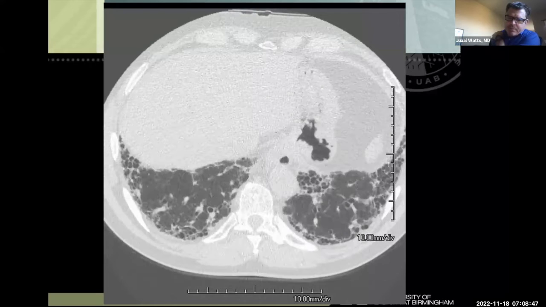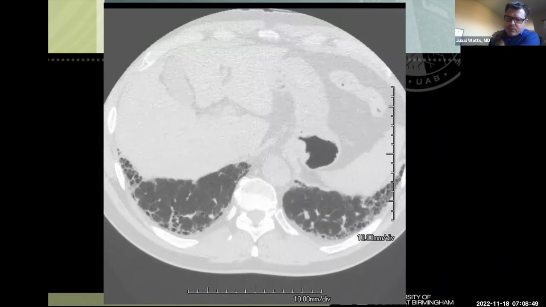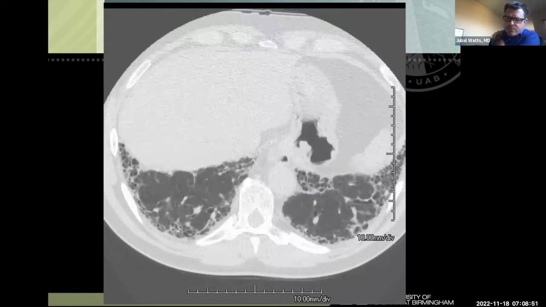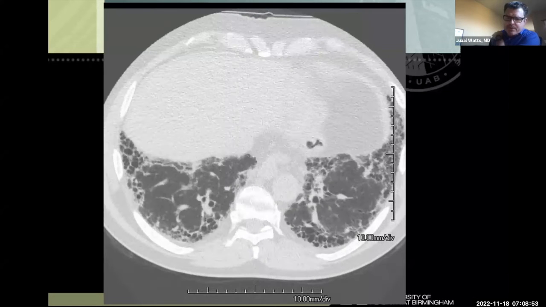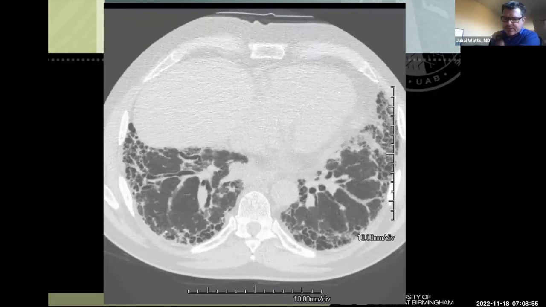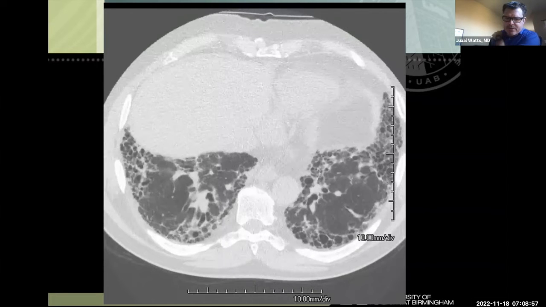If you see significant air trapping, then it more likely is going to be hypersensitivity pneumonitis, which can kind of have a UIP pattern of lung injury, but if you have expiratory images, will show nice degrees of air trapping.